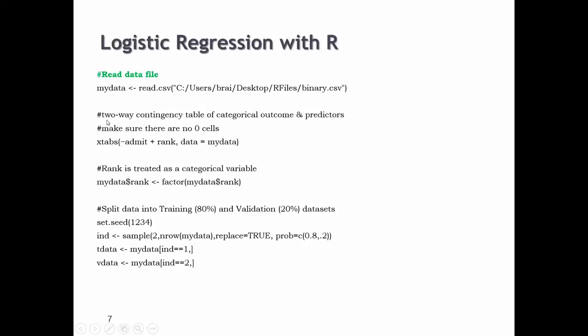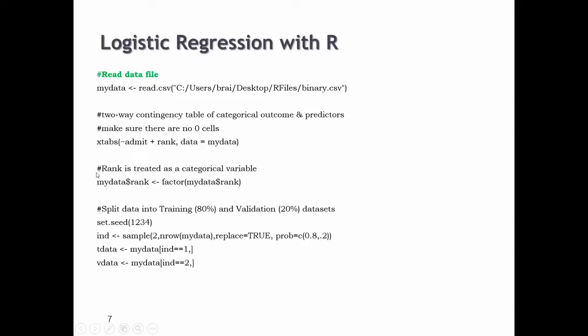Now the next thing is we have to make sure that when you make a two-way contingency table of categorical outcome and predictor variables, there are no zero cells. Now in our data, we have admit, which is the Y variable or dependent variable. It is 0, 1. And rank, from where the student is coming, the rank of the college or the university, that also is a categorical variable. So if you make this small table, you should not have any zero values.